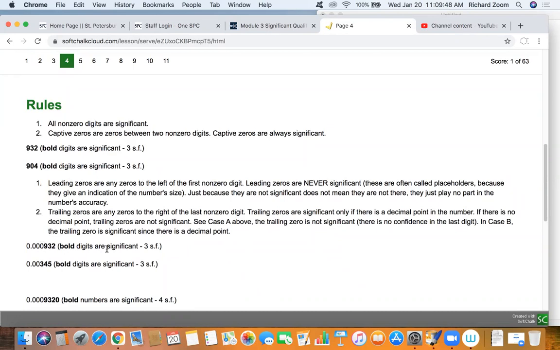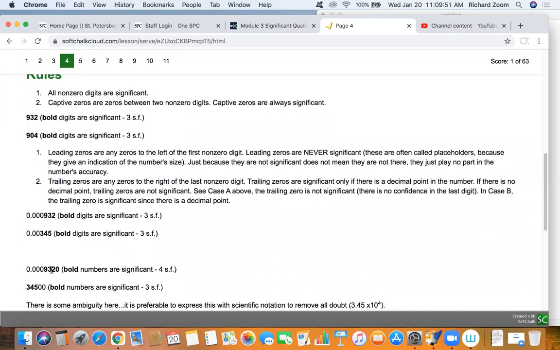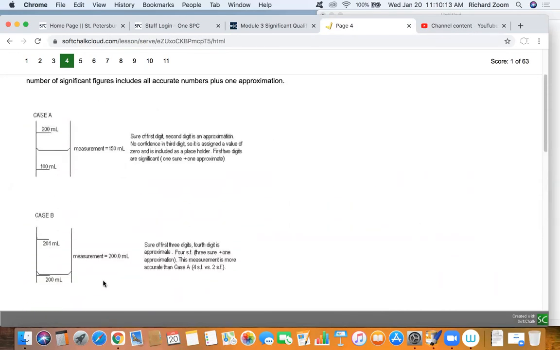Those are zeros out the front. And trailing zeros can be significant depending on if there's a decimal point in the number or not. So for something like 0.0009320, that zero is significant because of a decimal. And in the case of 34,500, these two are not significant.